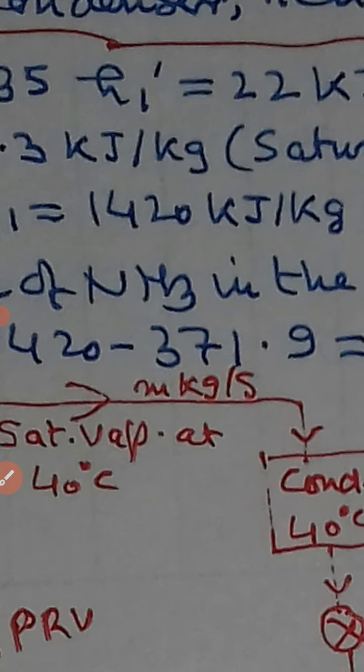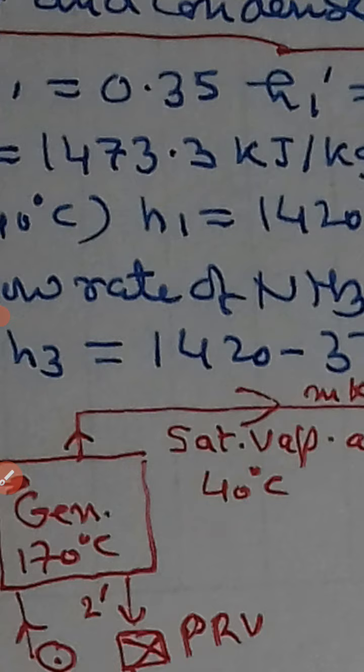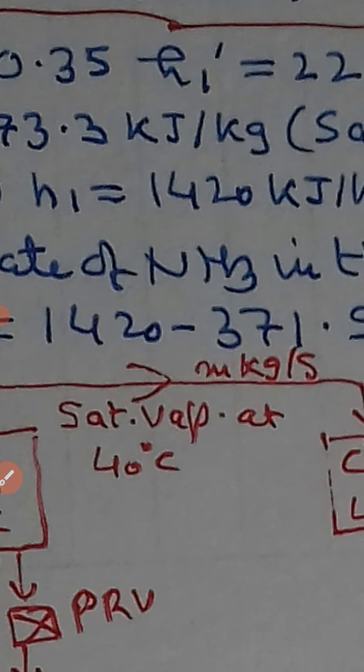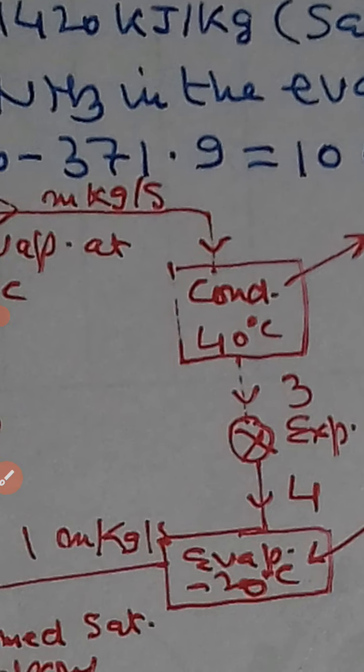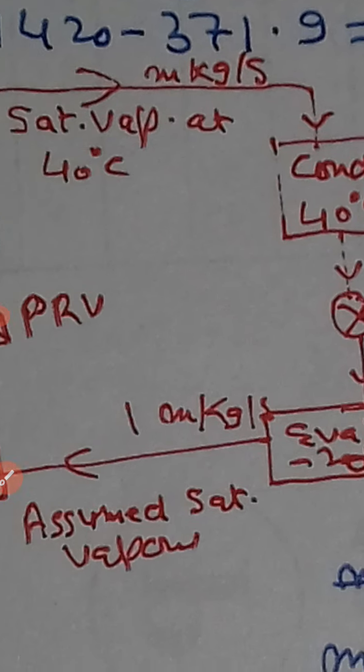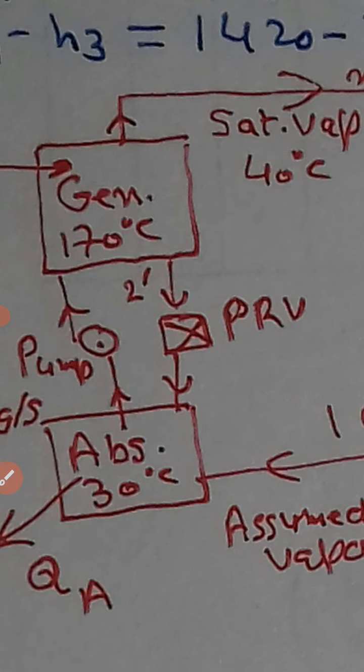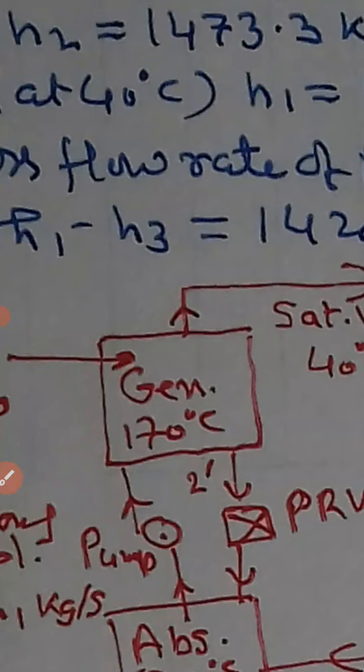Various temperatures are given: outlet temperature is saturated vapor at 40 degrees centigrade, then the condenser is at 40 degrees, the evaporator at minus 20 degrees, the absorber at 30 degrees, and the generator at 170 degrees.